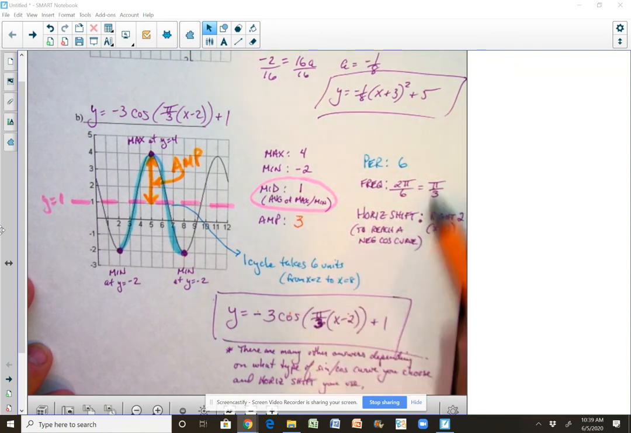So putting all of this information in, we have y equals, I chose a negative cosine curve, has an amplitude of 3, frequency of pi over 3, employ the horizontal shift, make sure you have double parentheses with that, and then midline shift on the outside, plus 1.